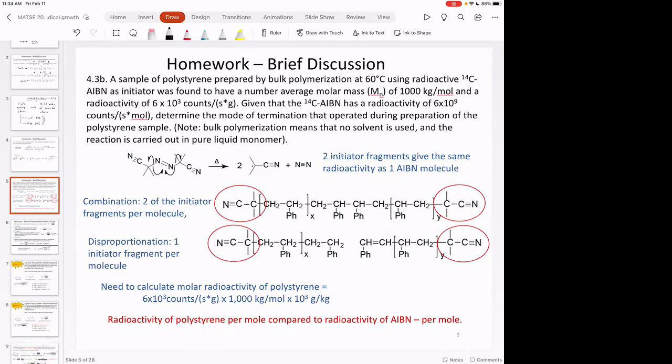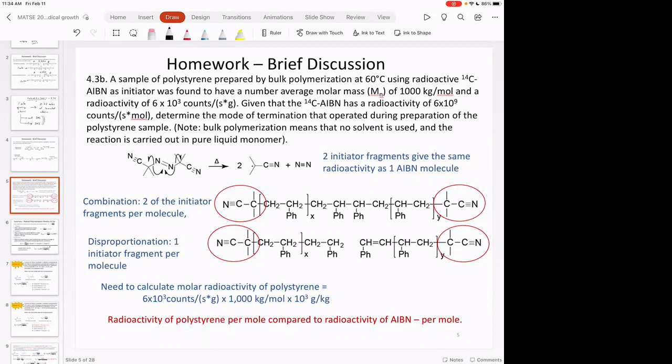So counts per second is the radioactivity unit. That's the counts, right? How many counts per second? Like a Geiger counter that clicks, click, click, click. That's what I'm talking about. And then the other part of the unit is per mole. Counts per second per mole. So if I have 1 mole of AIBN, I know exactly how many counts per second I'm going to have, right? Fine.